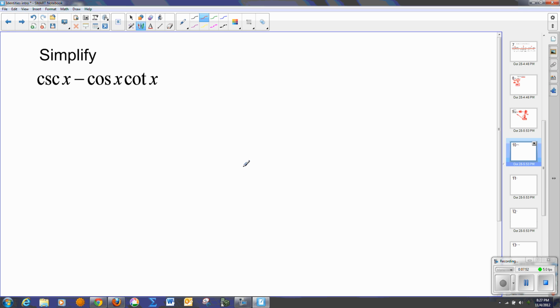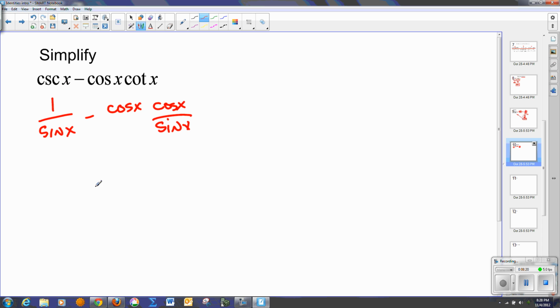So in this case, we have no Pythagorean identities. So what I like to do is, if I don't see anything right off the bat, I'll change my quantities to versions of sine and cosine. I know cosecant is 1 over the sine of x. Cosine is just cosine. And cotangent is the cosine over the sine.